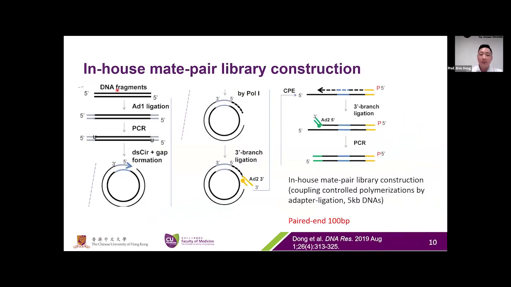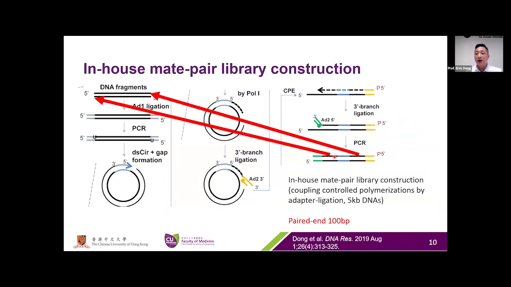But the problem is that with the currently available NGS platforms, we can't just use the standard library construction to add the adapter and then do the sequencing. We need to make a lot of effort to generate a library where the final template originates from these two ends, because we would like to read the sequence of read one and read two to represent the original DNA fragment by its end sequences. So we sequence 100 base pairs at each end.